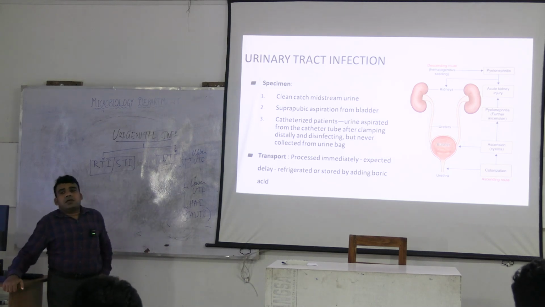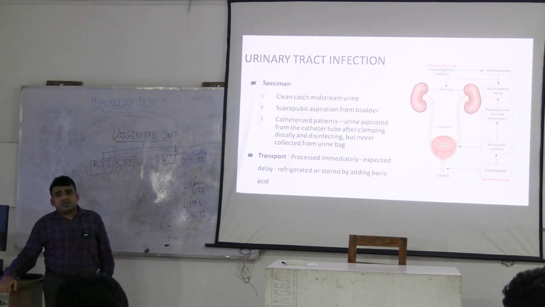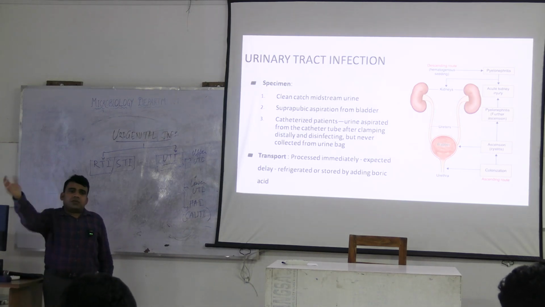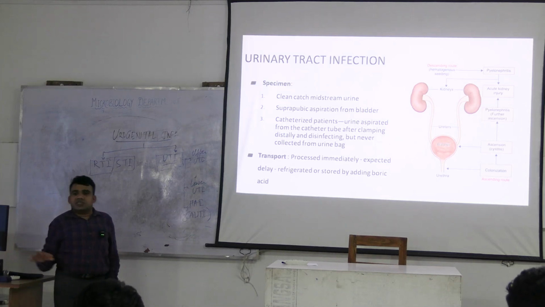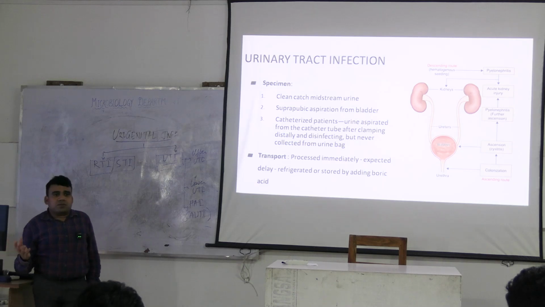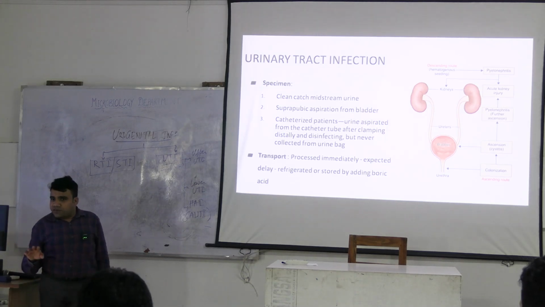Alternatively, is there any other way we can collect? We can go for catheterization. This catheterization can be of two ways. First, suppose the patient has a medical or surgical need, okay? For example, you need to monitor the urine output or many other causes. For that you need to put the catheter in situ in the patient. That means the catheter must be placed for a prolonged period of time.